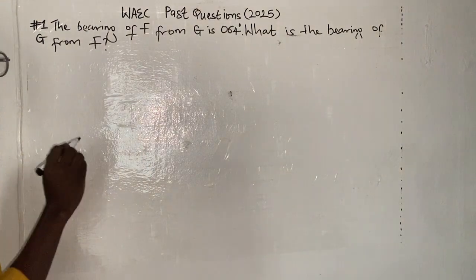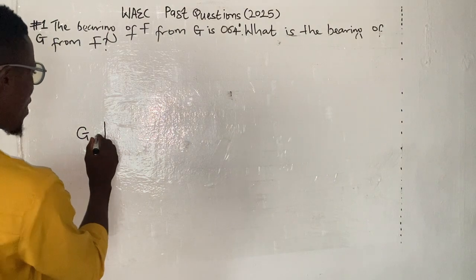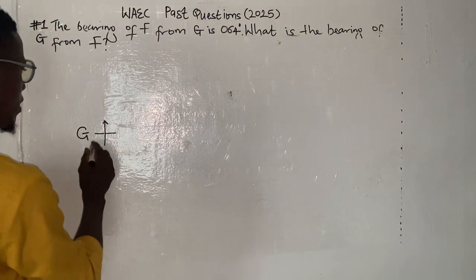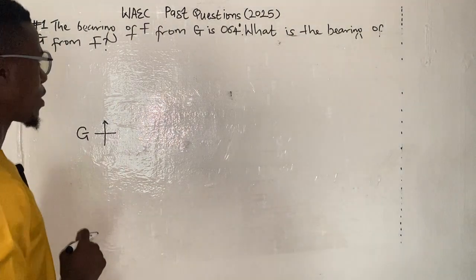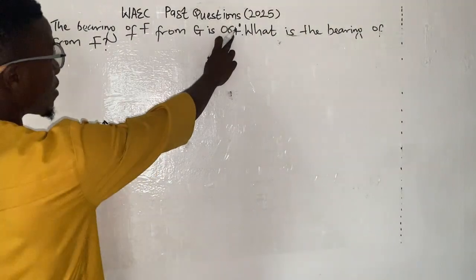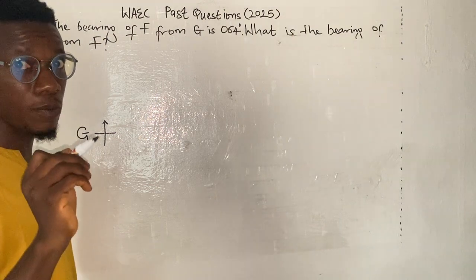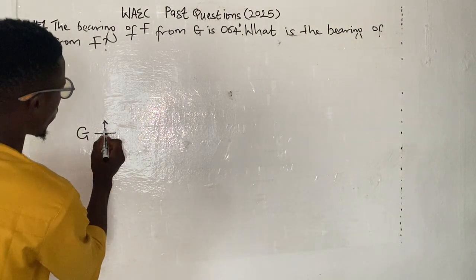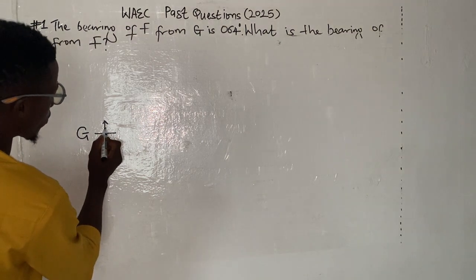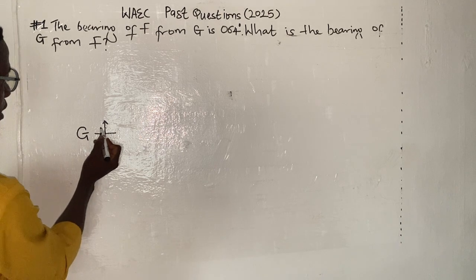So the first point to consider is the point G. Let's say this is the point, and we represent it with the cardinal points: north, south, east, and west. The question says the bearing of F from G is 064 degrees. Whenever you are solving a question that deals with bearing, you start from the north and turn clockwise back to north, giving us 360. So from here to here is 90, from here to here 180, 270, back to 360.